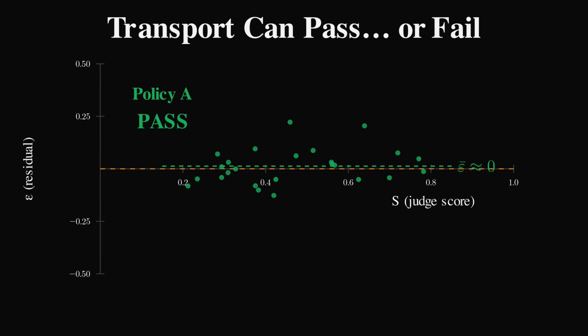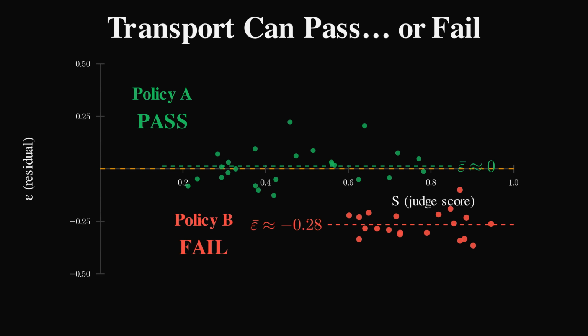Here's policy A. The residuals scatter around 0. Transport passes, meaning that you can safely use the calibration you learned from another setting. Here's policy B. The residuals are negative on average. The policy received high judge scores, but the oracle disagreed. Mean residual is not 0. Transport fails. This is what Goodhart looks like in the residuals. In other words, the policy learned to game the metric without creating real user value.